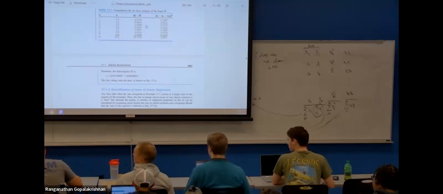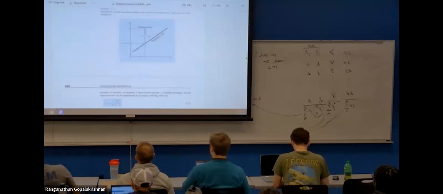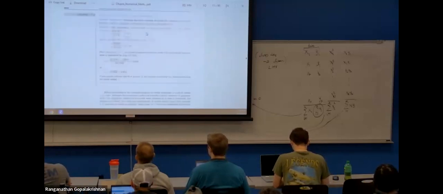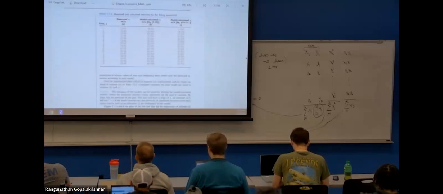You know what? Hold it. This is sort of a lame example. Okay, let's find example 17.2, which is much more. It teaches a little bit more.